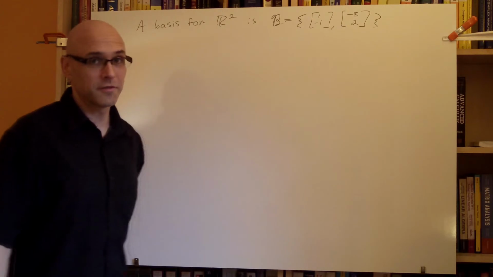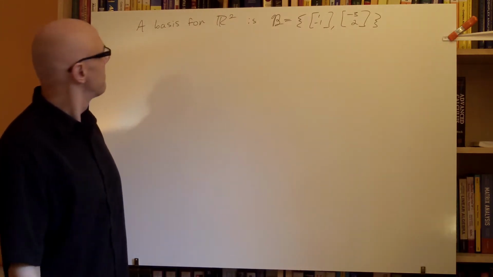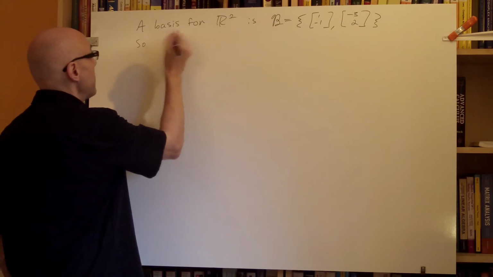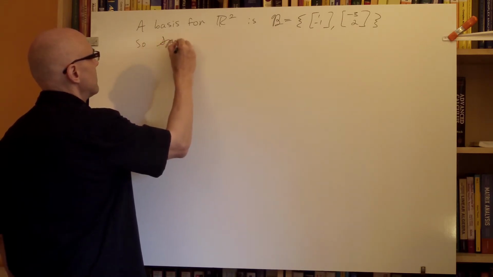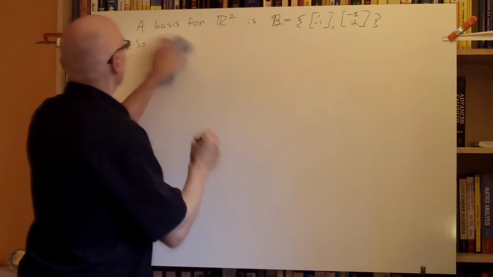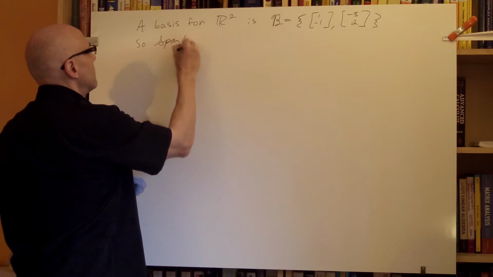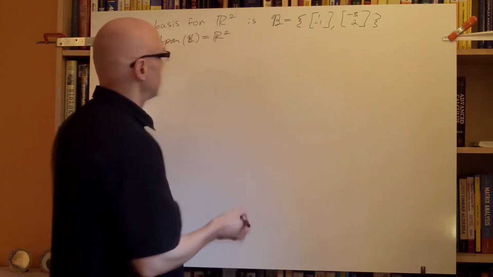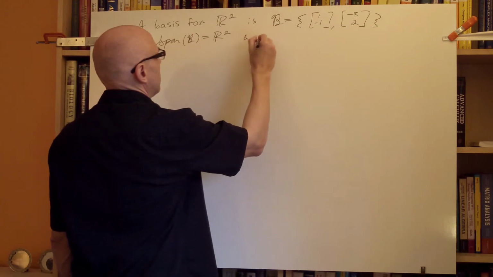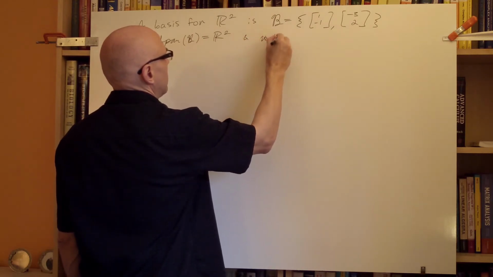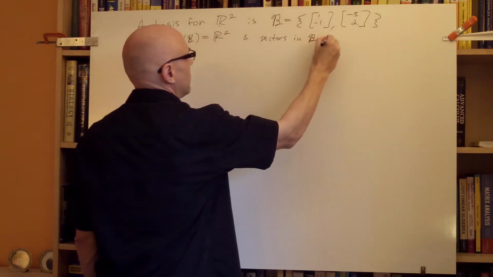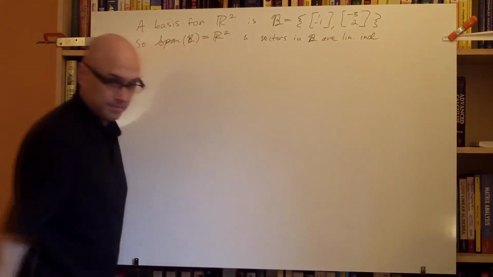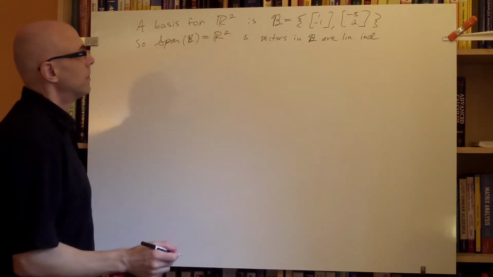Now, this is in fact a basis for R2. It's to say, by definition, the span of B is R2, and the vectors in B are linearly independent. That's linearly independent. Okay.